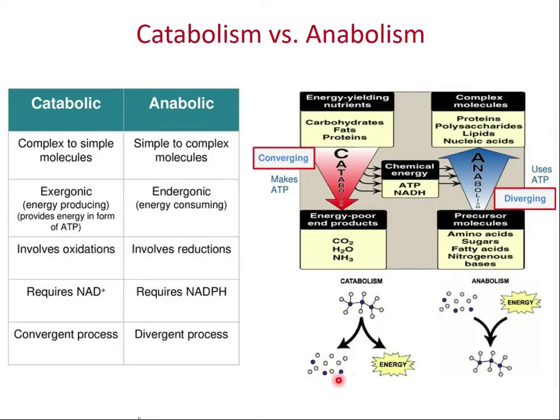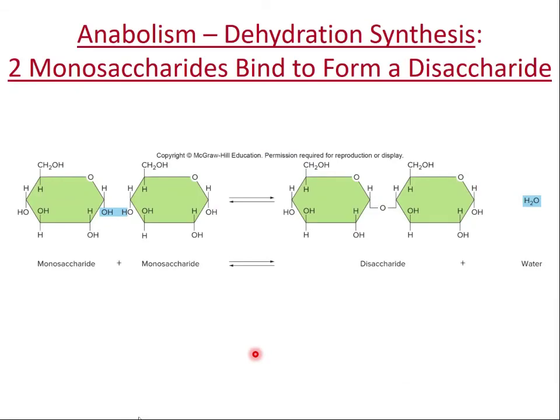Again, this is an example just discussing the differences between anabolism and catabolism. In catabolism, we go from complex to small structures. Anabolism is from simple molecules to complex molecules. And we will talk a little bit about these processes with some examples. Here we see two monosaccharides. We discussed monosaccharides when we introduced carbohydrates. Two monosaccharide molecules together will go through an anabolic process to form a disaccharide and give out water.